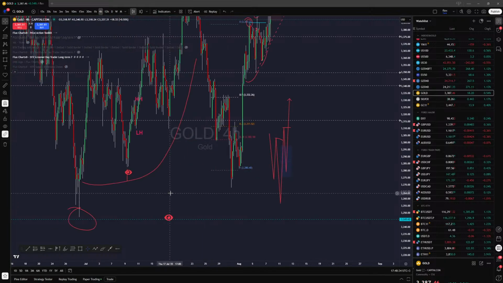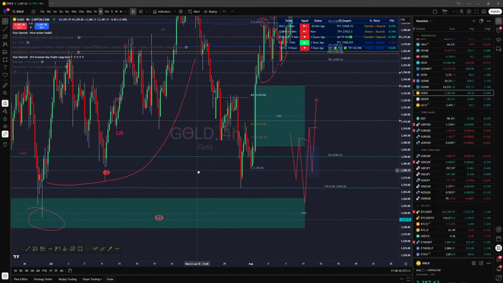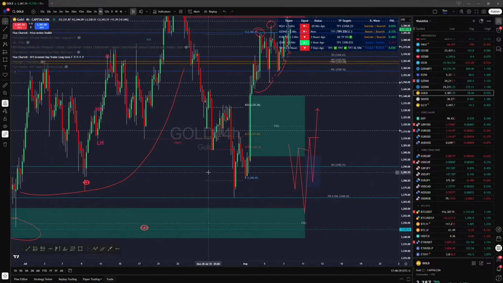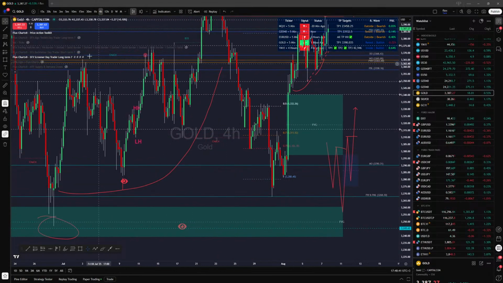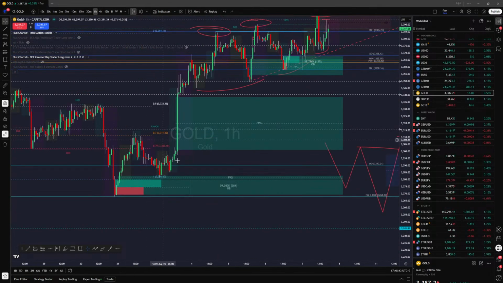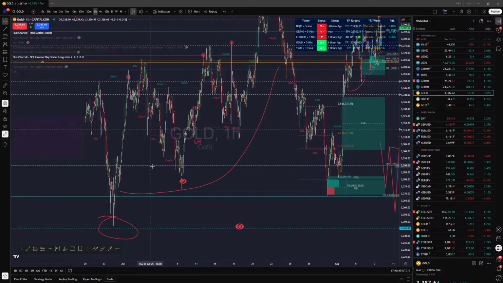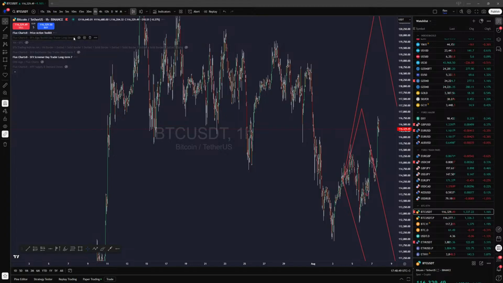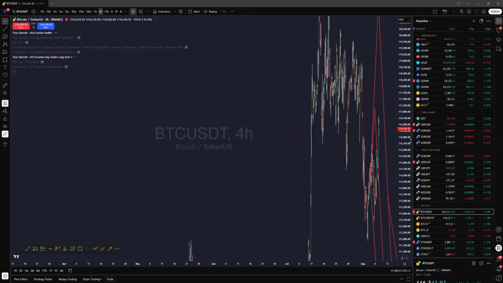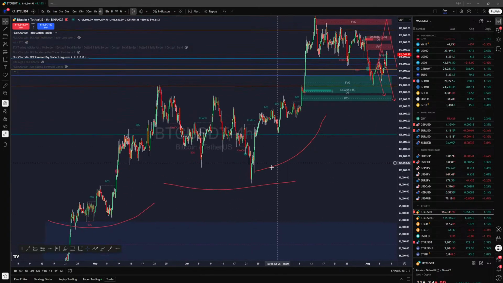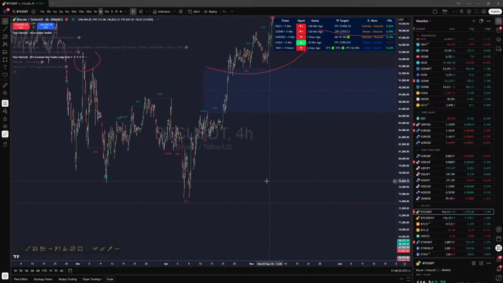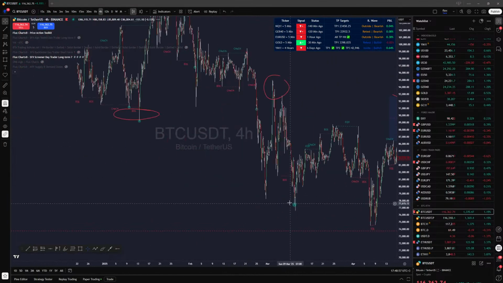Examples. Here we go. It's not a head and shoulders. Actually, 1 hour. No, it's not head and shoulders. I remember one great example was on BTC.